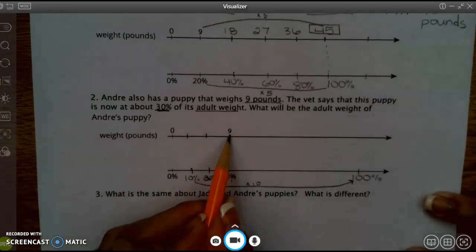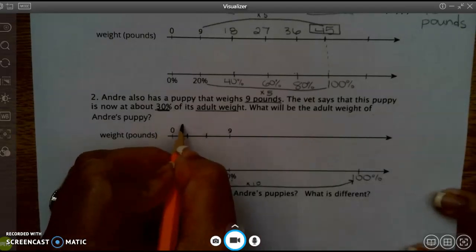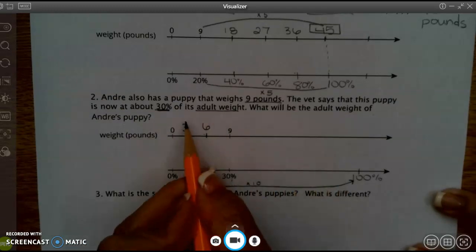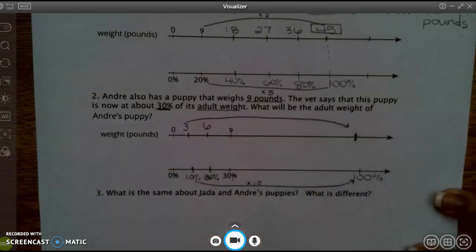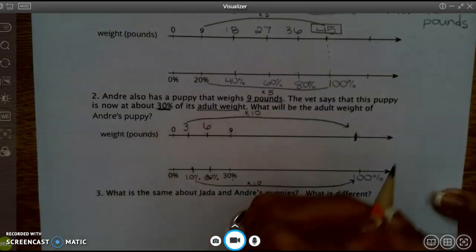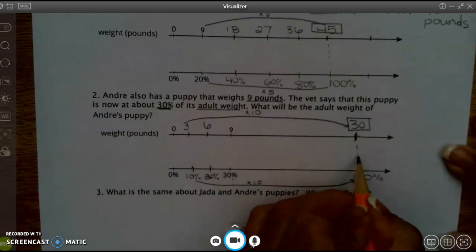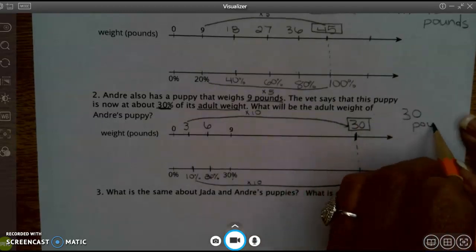Okay. Now I've taken 9 and I've split it into thirds. So I would be counting by 3. 3, 6, 9. So now let me go back to where I can say 10 times 10 is 100. So I can do the same thing with the 3. And 3 times 10 is 30. So the adult weight of Andre's puppy would be 30 pounds.